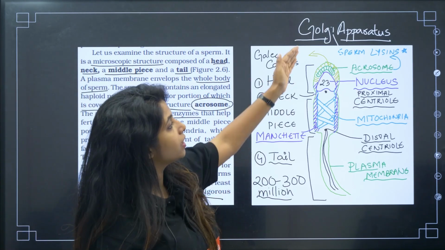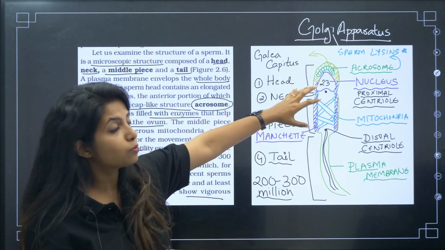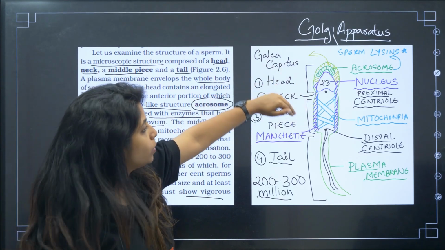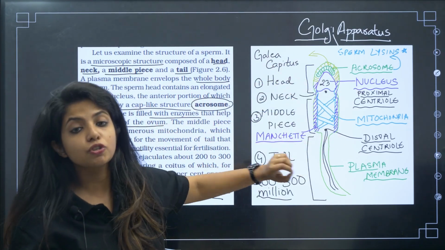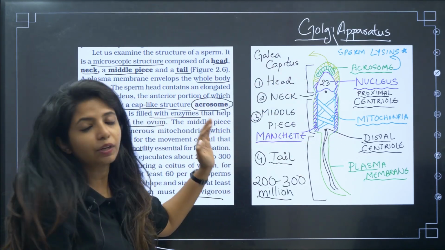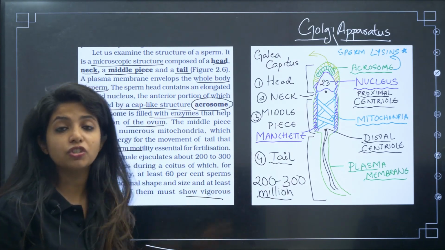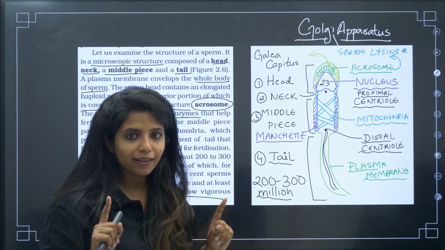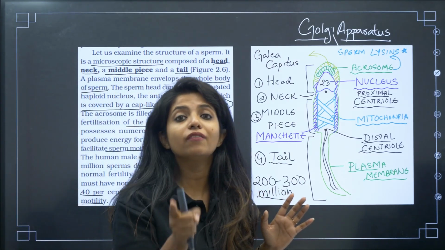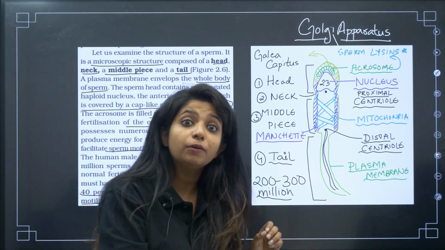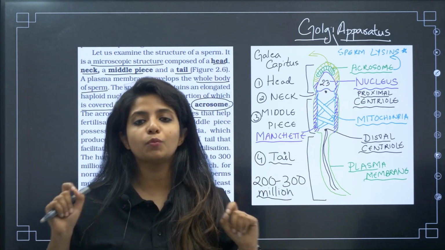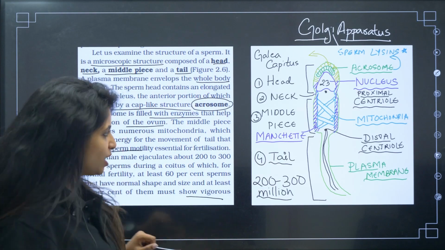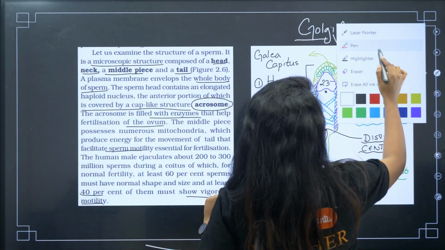Apart from that, we learned that there is an extra layer covering 2/3 of the sperm head, which is known as galea capitis. Towards the lower end, what do we have? We have another layer which is known as manchette. 200 to 300 million sperms are ejaculated during one ejaculation, out of which 60% should have normal shape and size, and 40% should have vigorous motility.